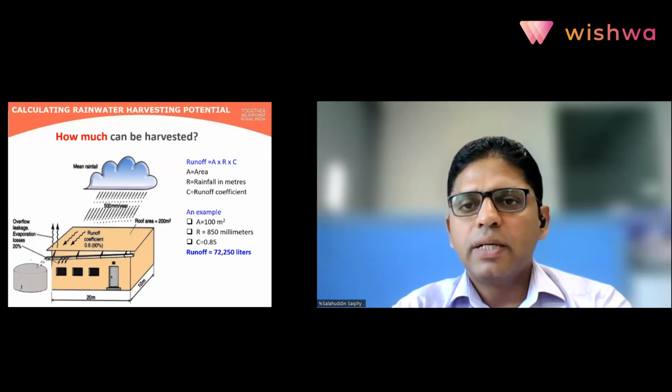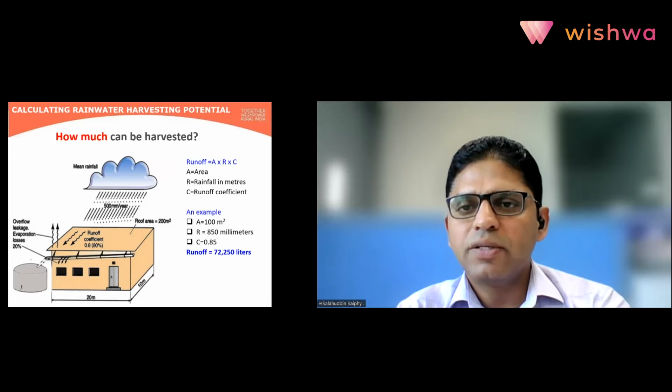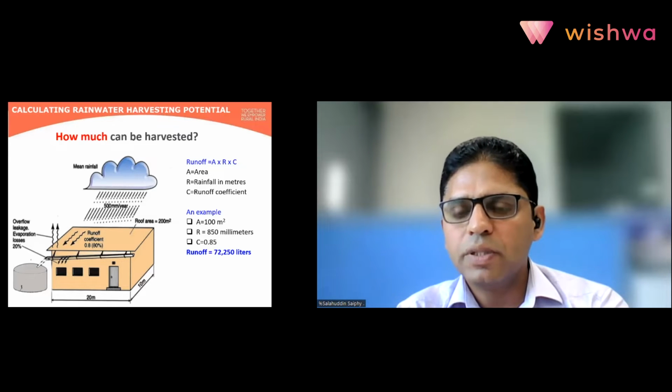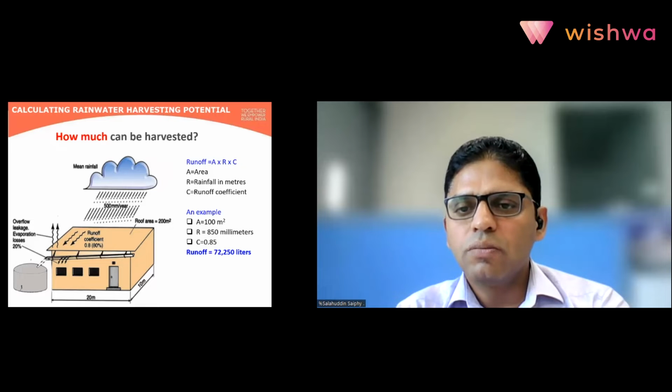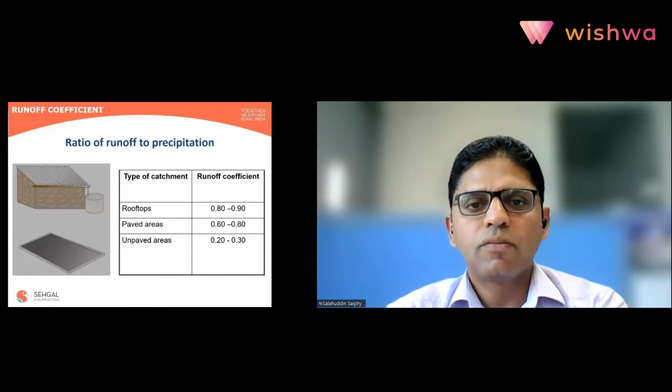So this is how you can calculate how much water can be harvested from a building. This is a simple arithmetic formula. Take your building area, catchment area, multiplied by average annual rainfall, multiplied by runoff coefficient. So for a city, say roughly having 850 millimeter rainfall, like cities like Hyderabad, you can harvest more than 70,000 liters from a small house.